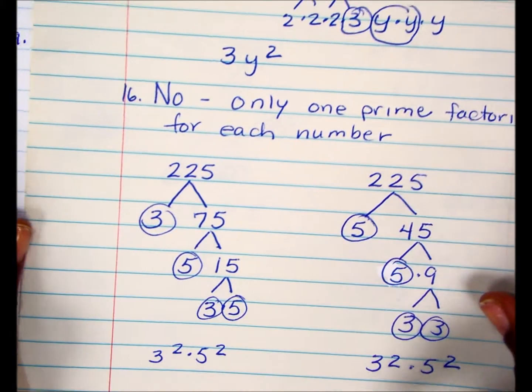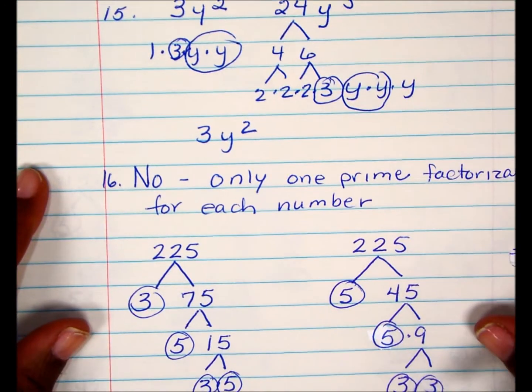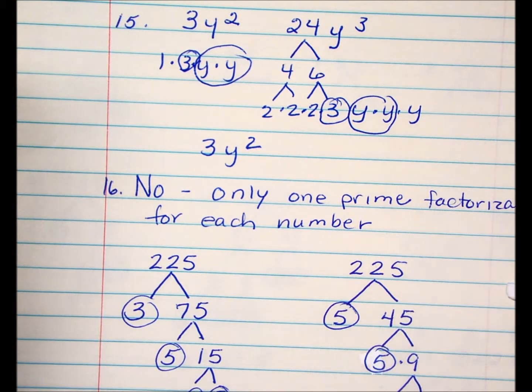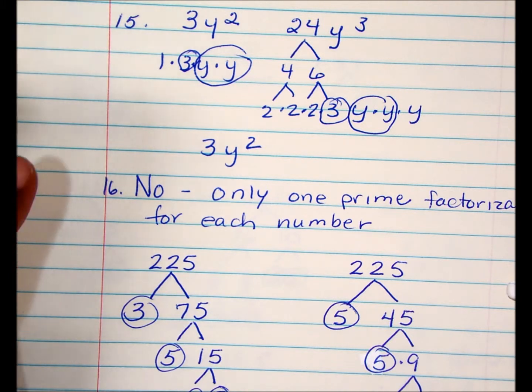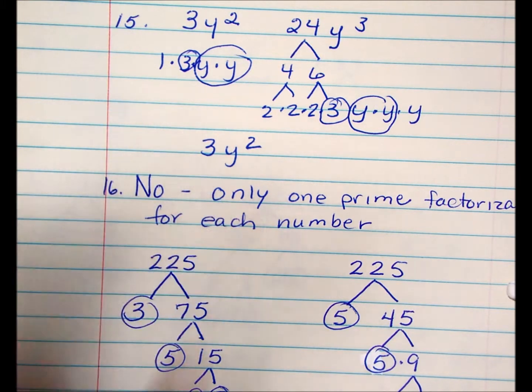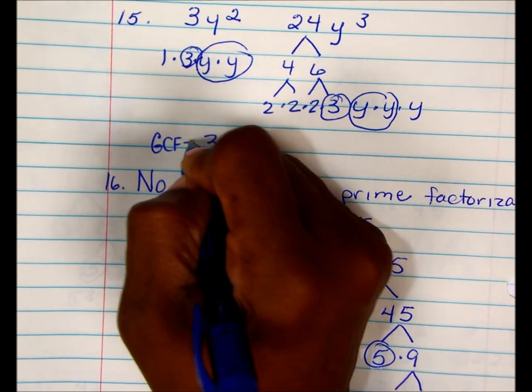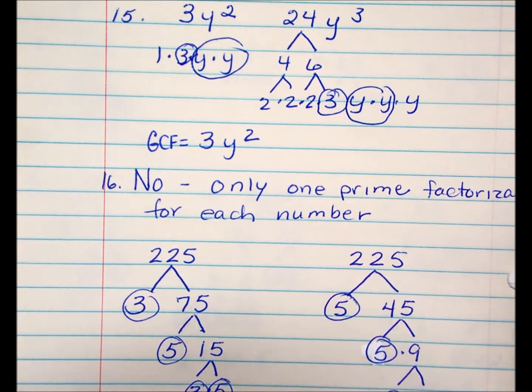Bringing in the next part, on number 15, we got to do variables again. It was 3y squared and 24y to the third. So 3 was 1 times 3 times y times y. 24 was 2 times 2 times 2 times 3 times y times y times y. What they had in common was a 3 and 2 y's, so their greatest common factor is 3y squared.